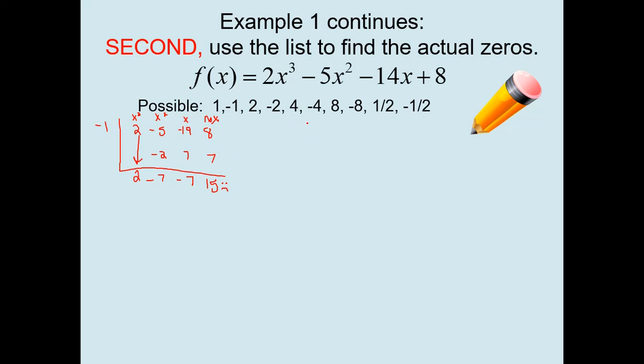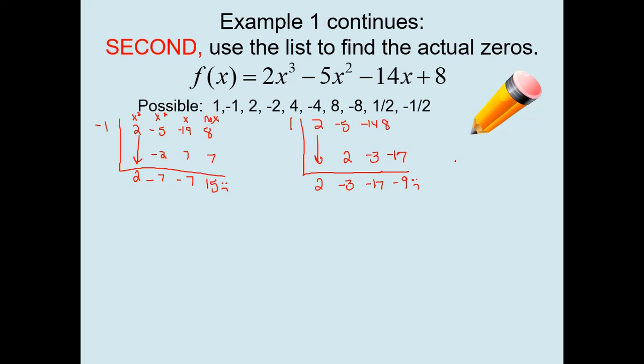Let's try 1. 1 looks like a nice number, right? So let's try 1. Okay, 2, -5, -14, and 8. Okay, drop the 2. 2 times 1 is 2. -3, -17, -9. Womp womp. Okay.